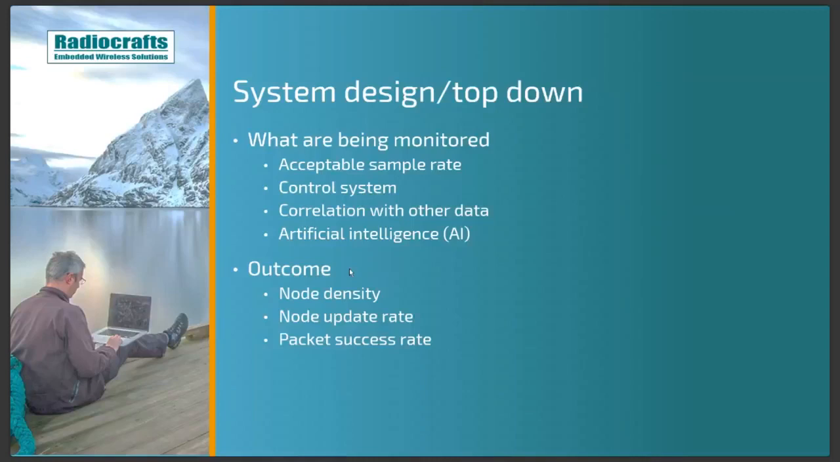When you start this top-down design, you will have some outcome of your, let's just say, system design. You will have a node density outcome. How many wireless nodes will you have in an area? How often will the different nodes send data? Some might send every 5 seconds. Some might send every 12 hours. So it's a very different scenario depending on your system. Packet success rate is also important. What is the required packet success rate for your applications? I'll talk a bit more about these elements further down.